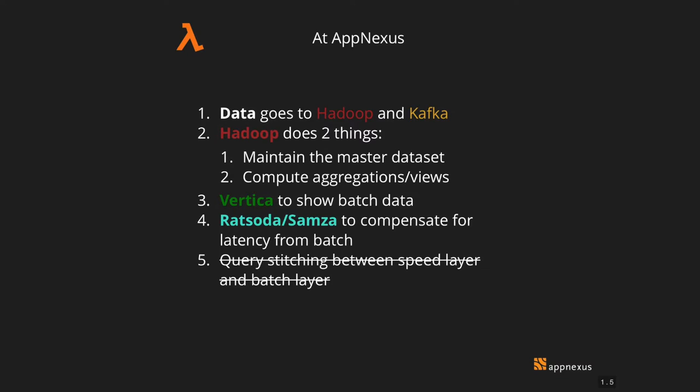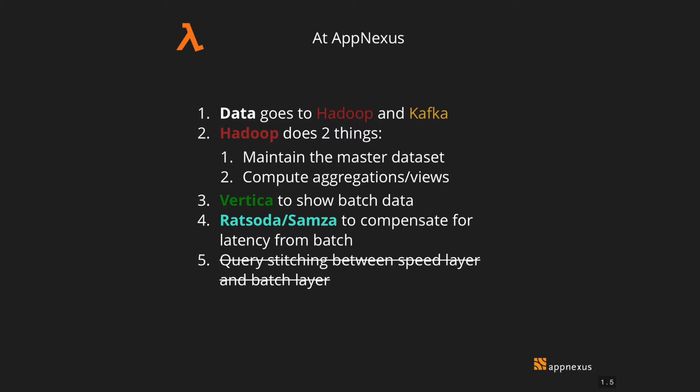Now, at AppNexus, these are the components that make up our Lambda architecture. We use Hadoop, HDFS, Hive, various other things in a batch layer. We use Kafka and some other internal stuff for a streaming layer. In Hadoop, that's exactly what you expect: a bunch of MapReduce jobs and some pushing out to Vertica, where we maintain our serving layer.